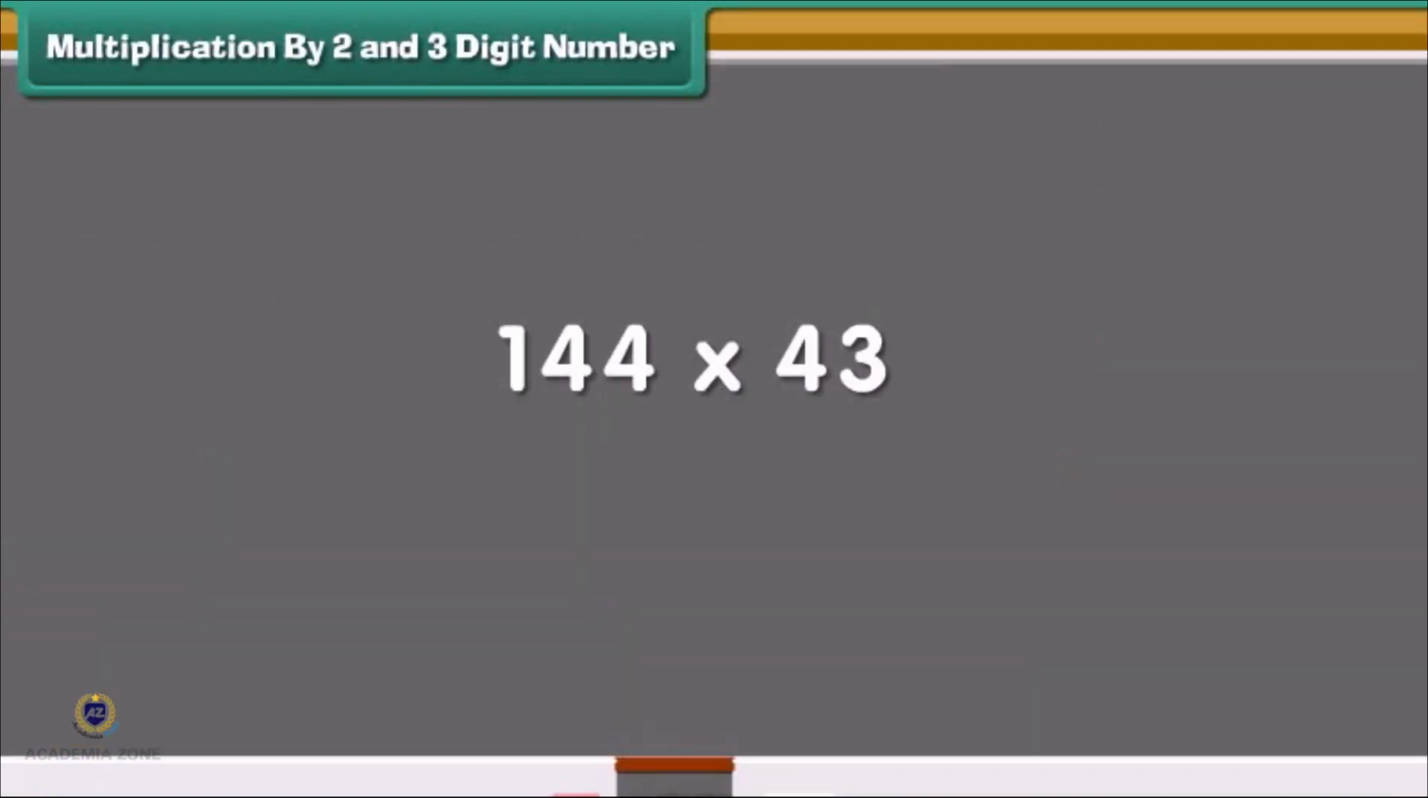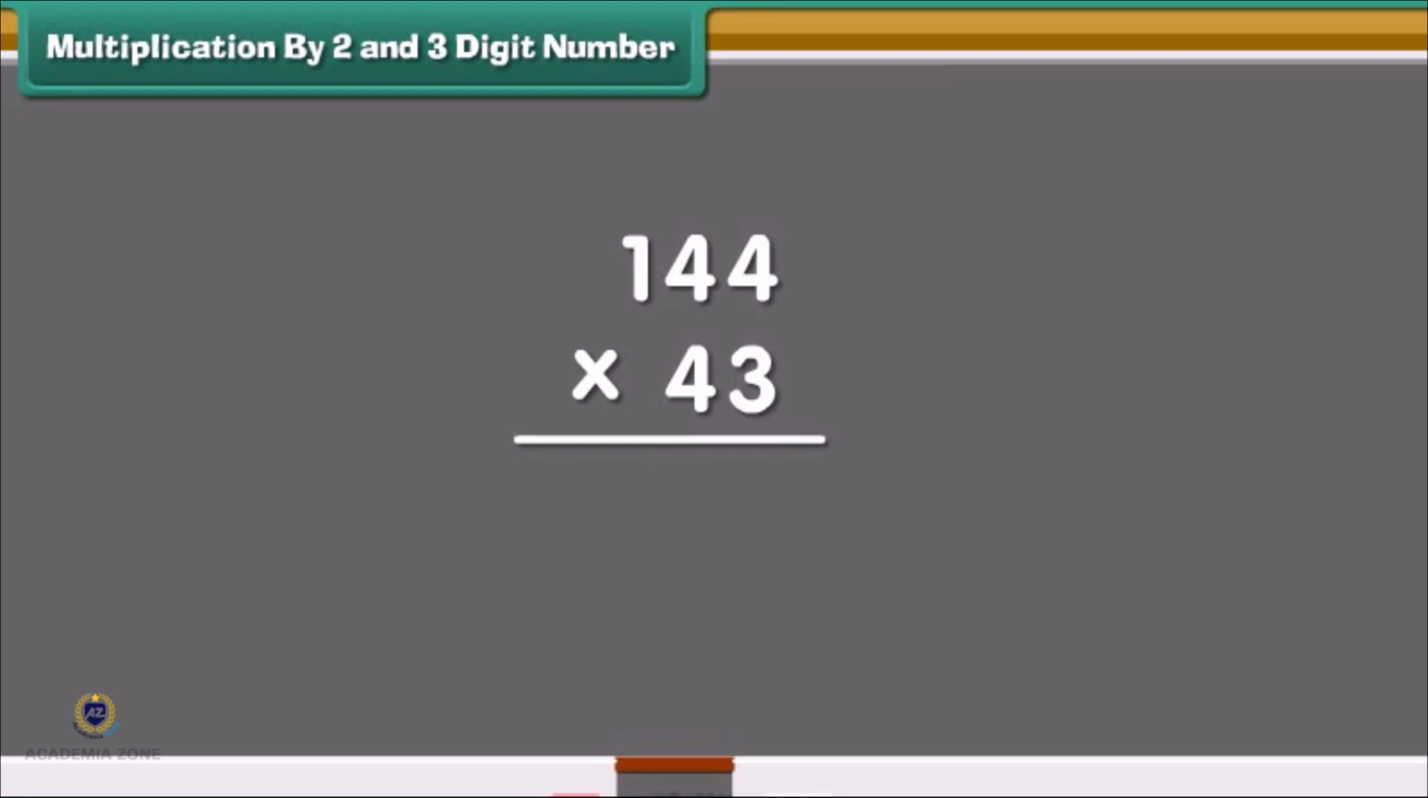Let us multiply 144 by 43. Start multiplication from ones place. 3 times 4 is 12. Write 2 in the ones place and carry the 1 forward to the tens place. Multiply 3 with the number on tens place, that is 4, equals 12, and add 1 which was carried forward, that is equal to 13. Write 3 in the tens place and carry the 1 forward to the hundreds place. Multiply 3 with the number on the hundreds place and add 1 which was carried forward. We write 4 in the hundreds place.